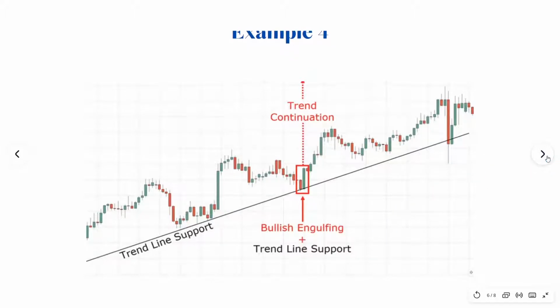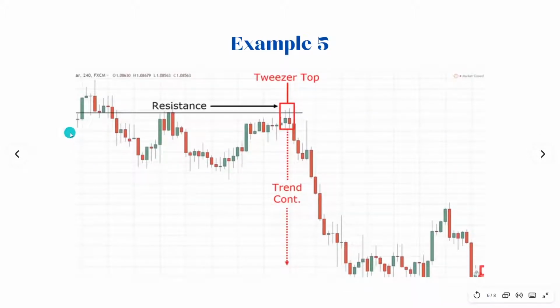Then the next example. Here you can see you have a downward trend in stock prices. We have this resistance as an area of value and a tweezer top as the entry trigger.